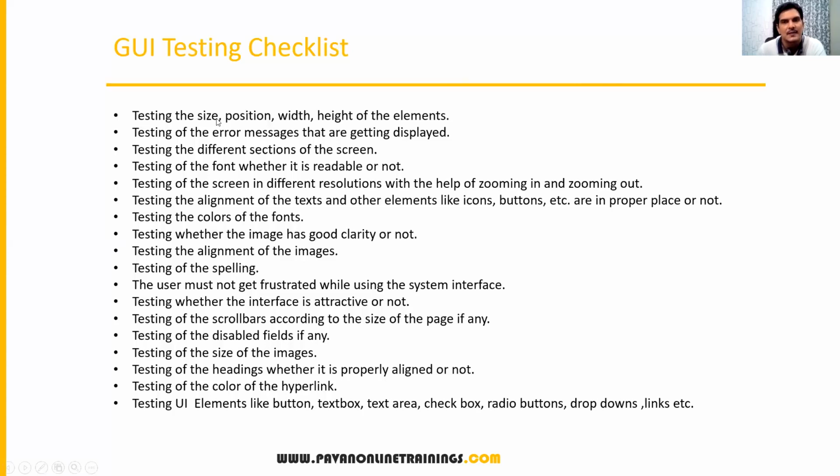So testing the size, position, width, and height of the elements. If I say some element, let us say I have a small image, a logo, something placed on my UI, and even if it is a text box, or a text area box, or a drop down, whatever element you have in your UI, every element has some size, a position where exactly that element is placed, and a width and height, which should be verified. So that is one option.